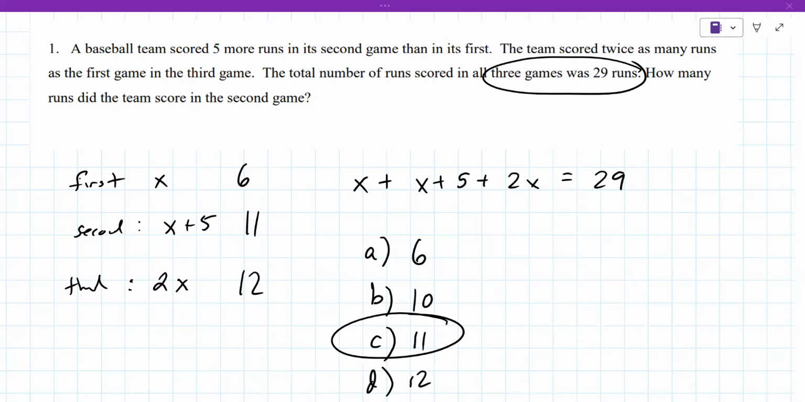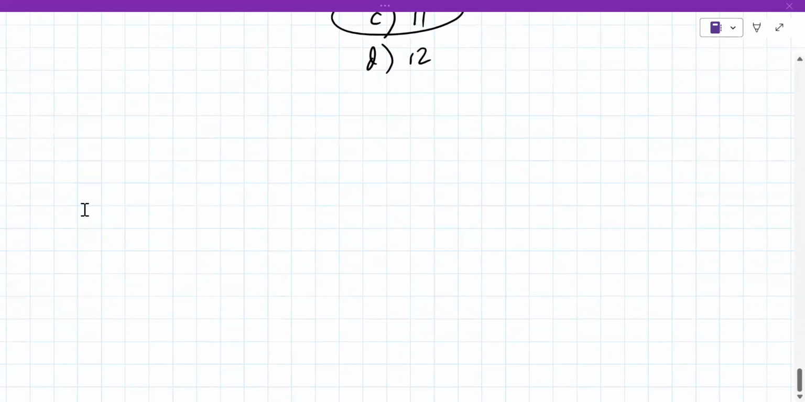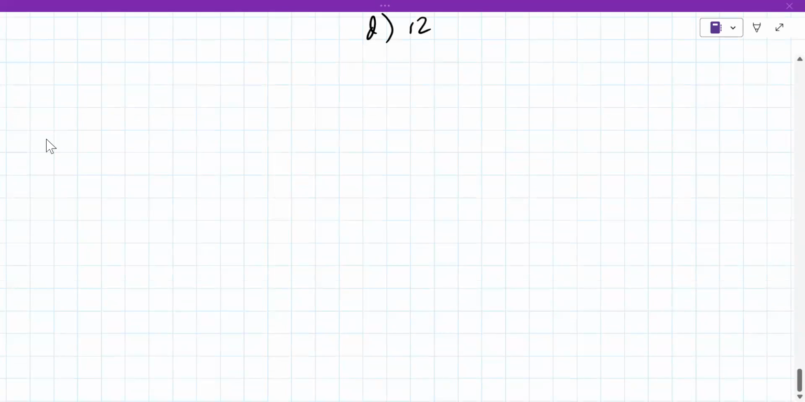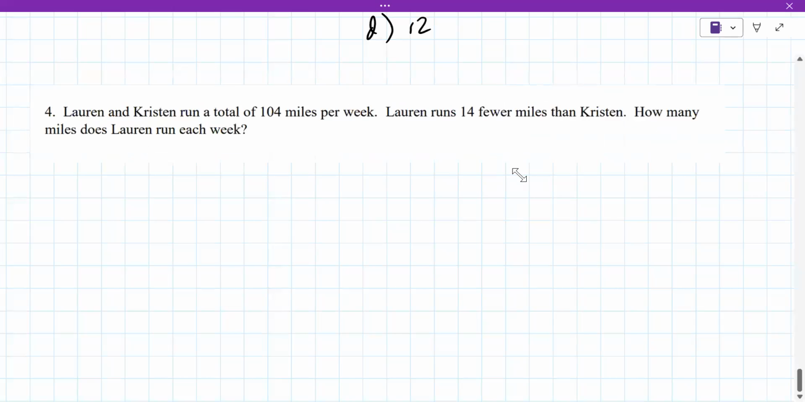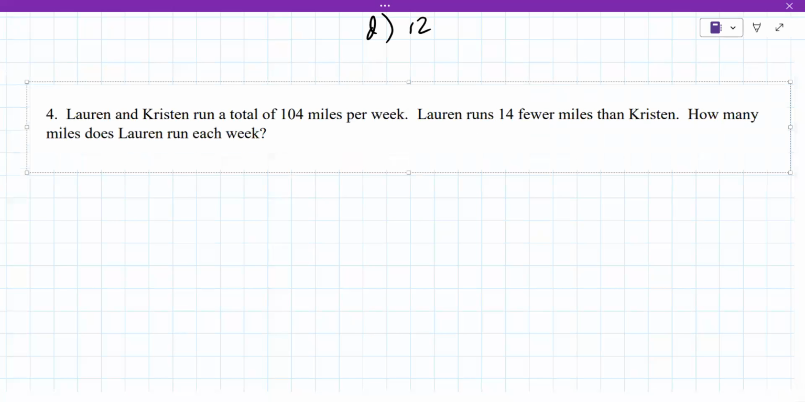All right. Here's one. So I think you can set up the same way on your own and try. You seem to be doing real well with the story problems here, but this one's a little bit more difficult. So give that a try, please. And 104 miles per week.